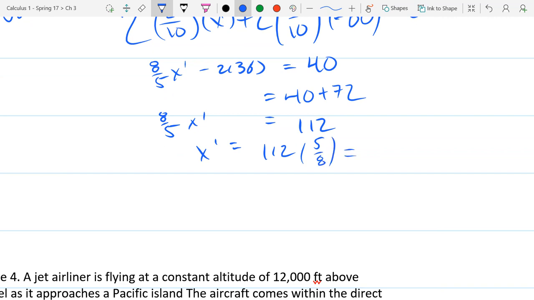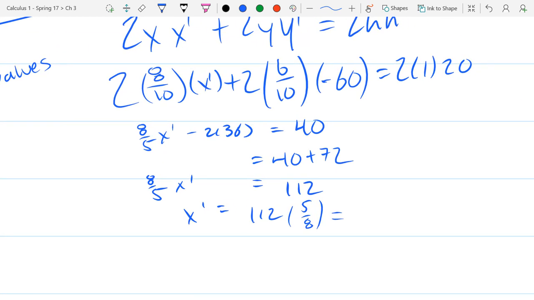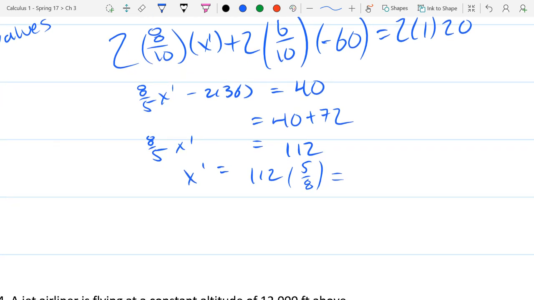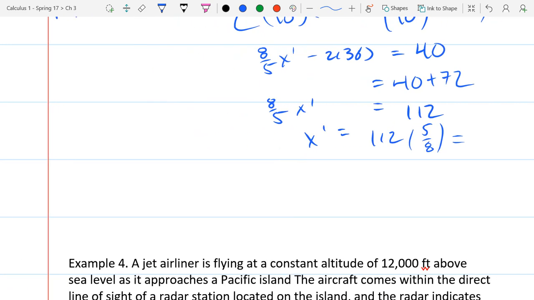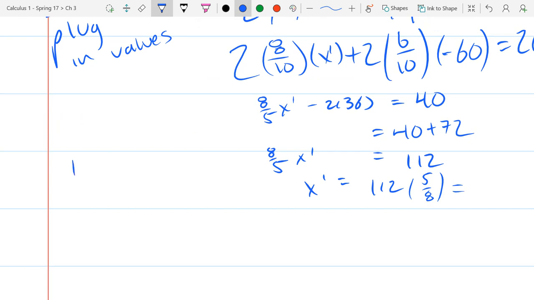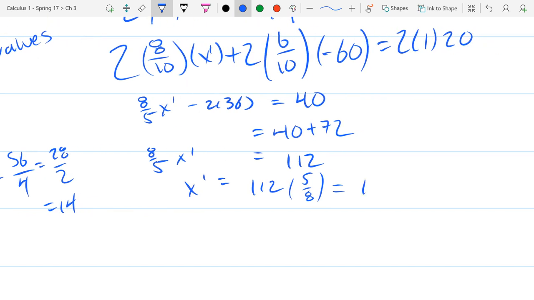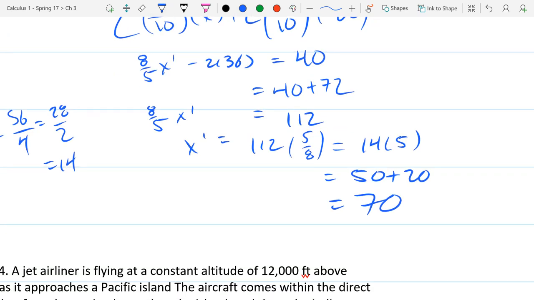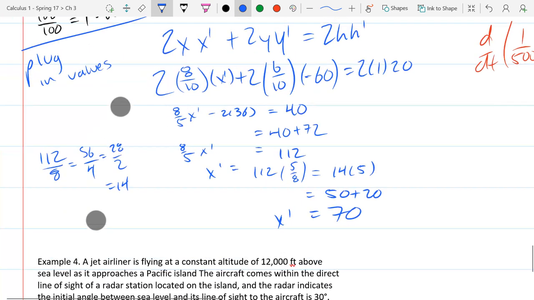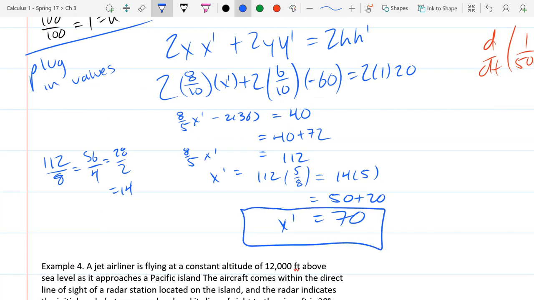And did anybody get the reduced answer? Or did I make a mistake already? I'm really bad at division. I'll reduce though. We got x prime is 70. And if you're into units, it's the same units the other derivatives were measured in, which is miles per hour.